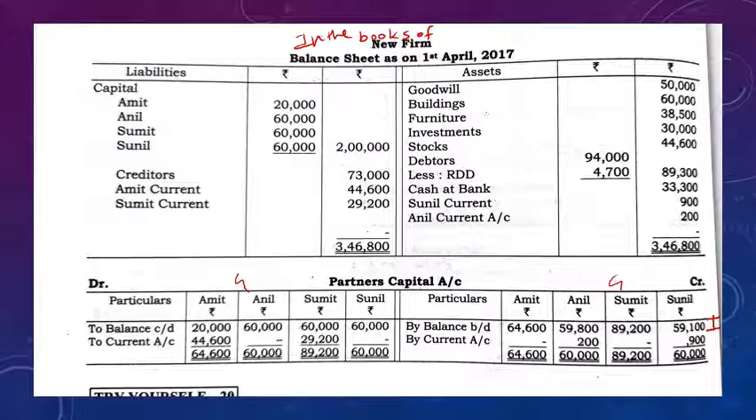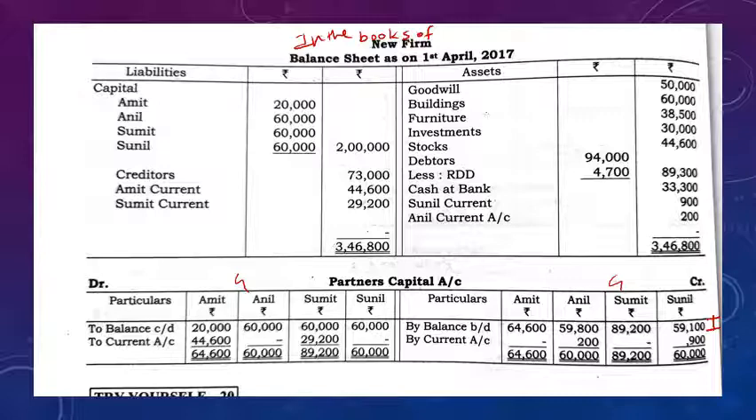This is shortage or this is deficit. So put into bracket shortage. So Anil has to bring 200 rupees into this business, but in this problem the capitals will be adjusted in current account. So this is current account debit balance of Anil.